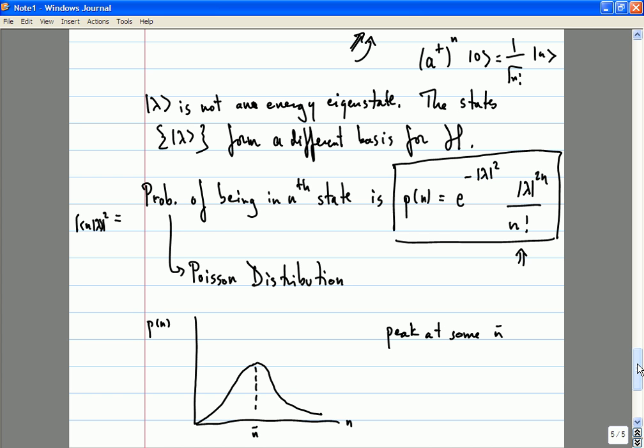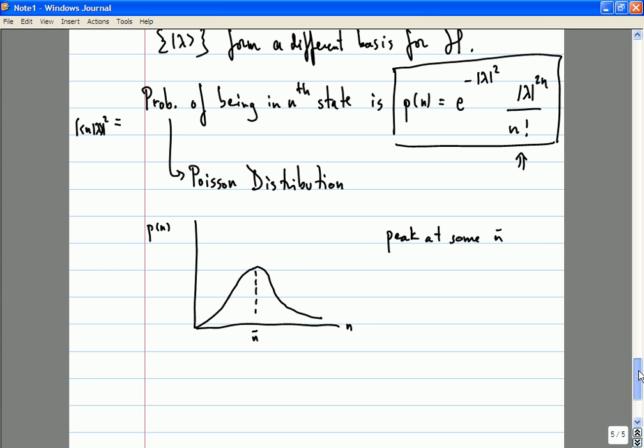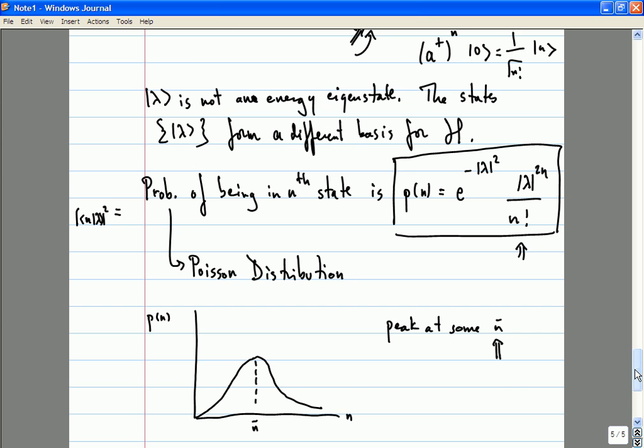So it's a fun calculation to estimate the value of this peak n bar. Yes, question. How did you know that the coherent states form a complete basis? Oh, I haven't proven that to you. That's something that you might prove on your next problem set. Okay.